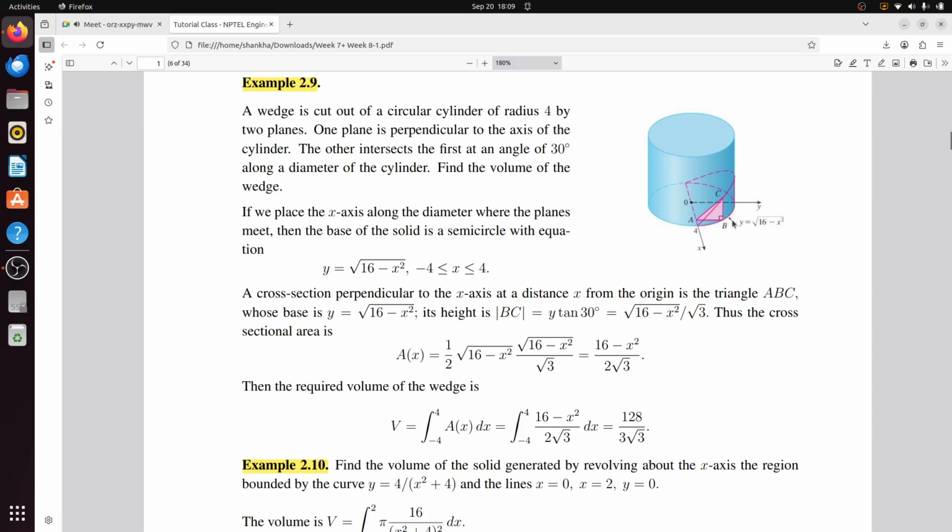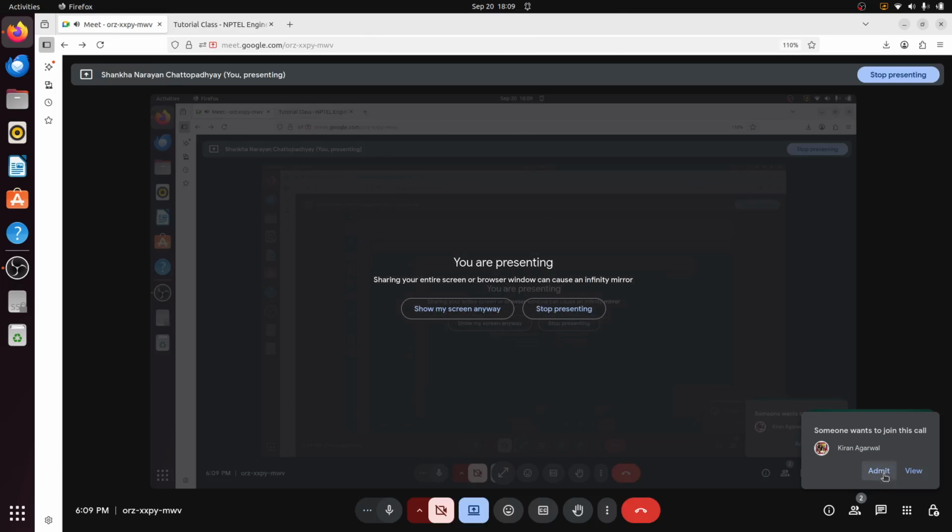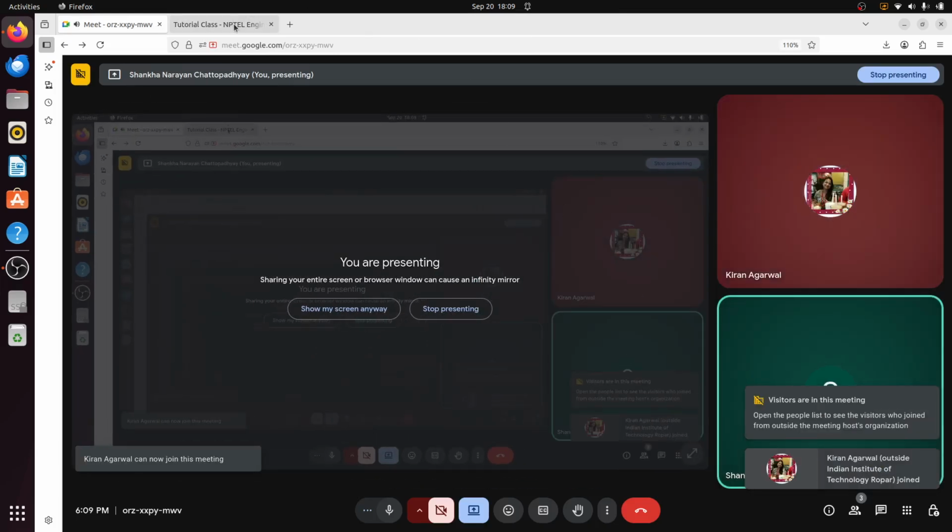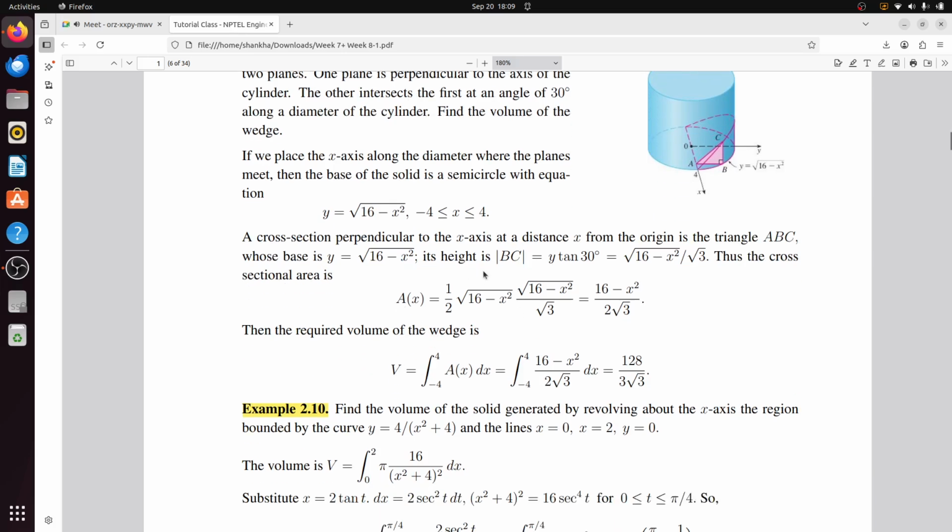Okay, and then this triangle needs to be integrated. So the area of the triangle will be half into base into altitude, and here your base is square root of 16 minus x square, your altitude is y tan 30, that means square root of 16 minus x square by square root of 3, and then it becomes 16 minus x square by 2 root 3.